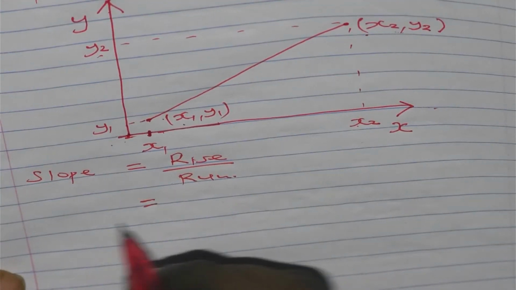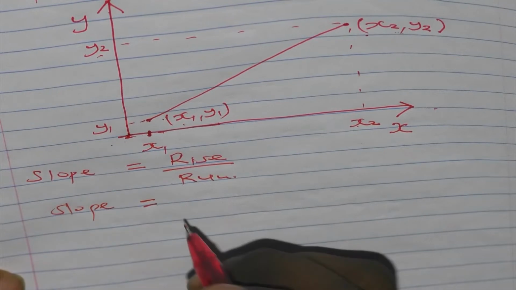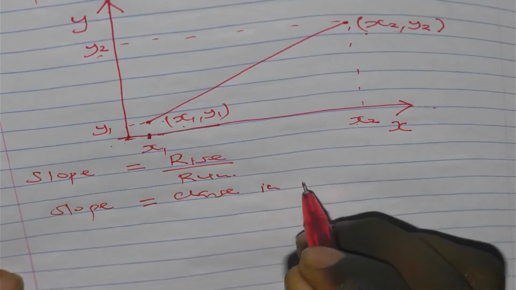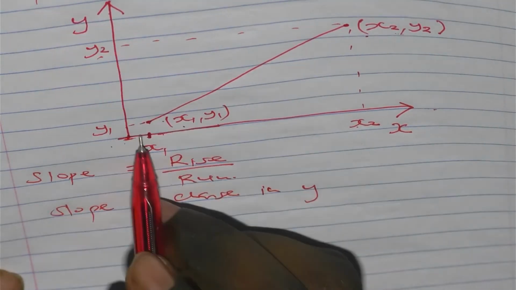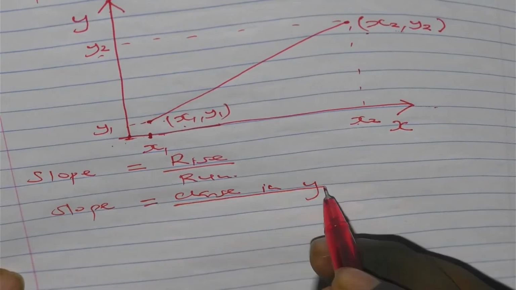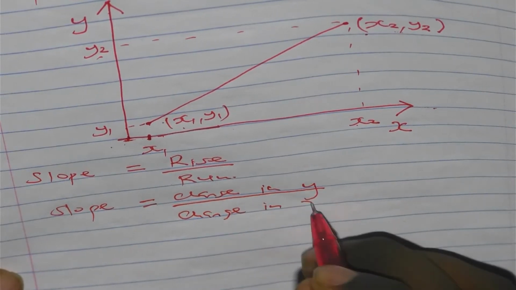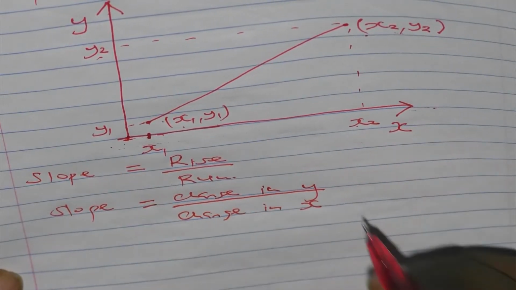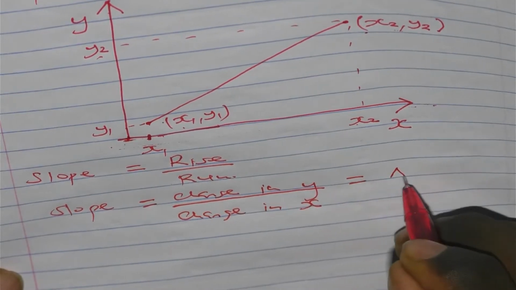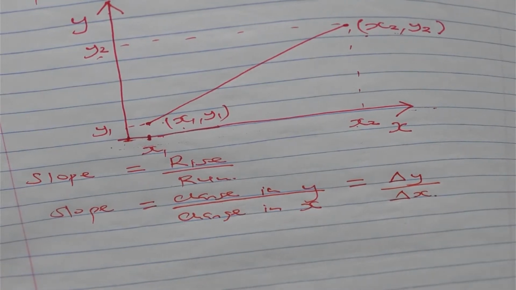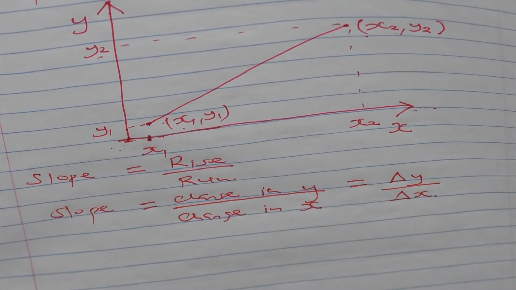In mathematical terms, the slope is usually known as the change in y, as you can see, the rise is y, all over the change in x. The run is x. Mathematically, we write it as change in y all over change in x. Okay, so when you see a triangle, it usually means a change. So the change in y all over the change in x.